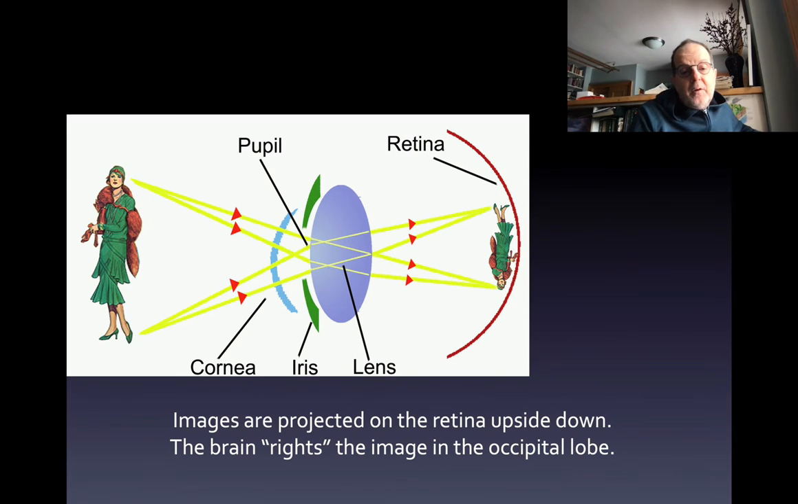So again, the image that you see is right side up, but is projected onto your retina upside down. This is a very common feature of lenses, where lenses take light through, and then that light is directed to the back, but the image is upside down. So how does the image become right side up? Well, the brain writes the image in the occipital lobe, the back of your brain.